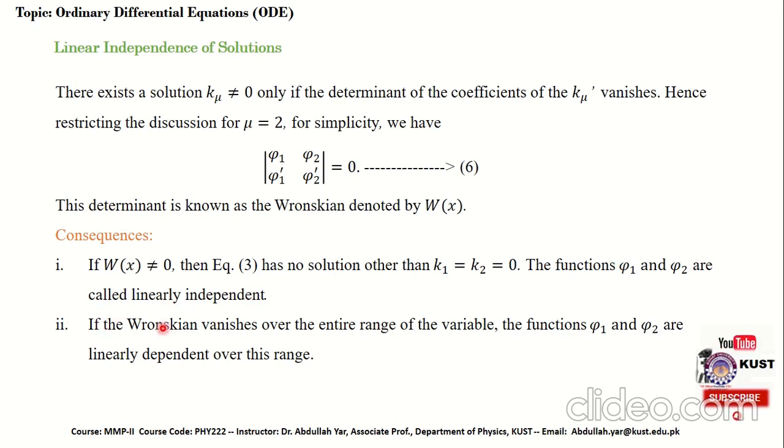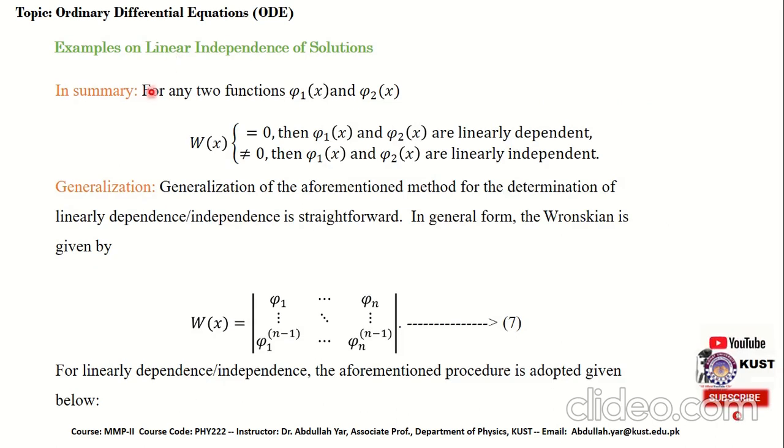However, if the Wronskian vanishes over the entire range of the variable, then the functions phi 1 and phi 2 are linearly dependent over this range of the variable. In summary, for any two functions phi 1 and phi 2, if their Wronskian is equal to 0, then the functions phi 1 and phi 2 are linearly dependent. However, if their Wronskian is not equal to 0, then the functions phi 1 and phi 2 are linearly independent.